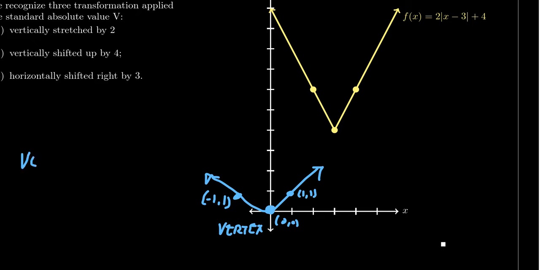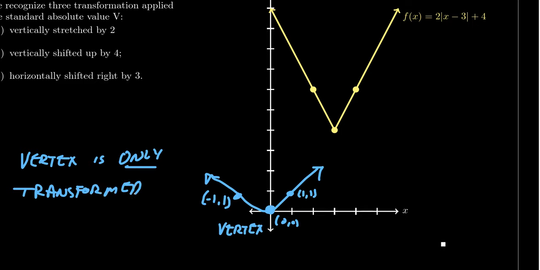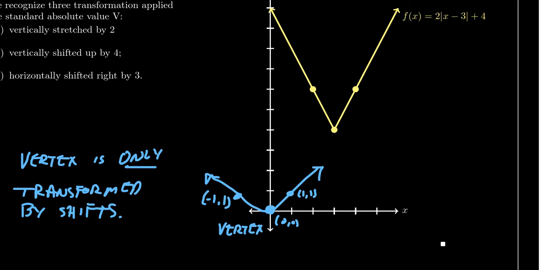The vertex is only transformed by the shifts. Reflecting doesn't change the vertex because it's already on the x-axis. Shifting does affect it. Scaling doesn't, because if you stretch it vertically, it doesn't matter: the y coordinate's already zero. If you stretch it horizontally, it doesn't matter: the x coordinate's already zero. So the origin is unaffected by reflections, stretches and compressions. The origin will only be moved by shifting, which is where the vertex is located.